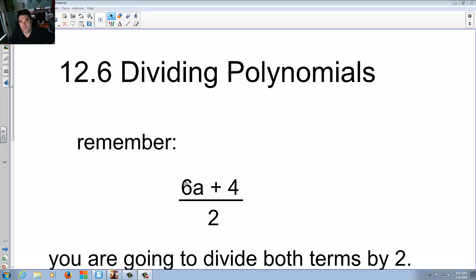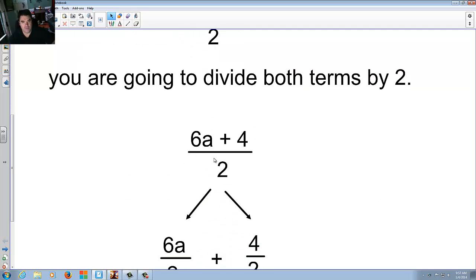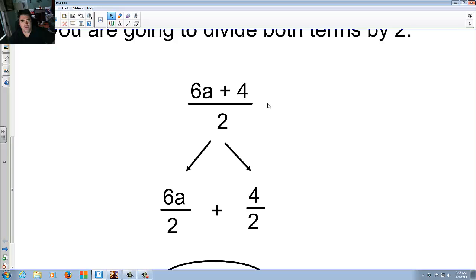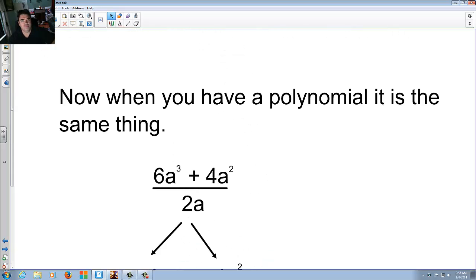Now remember, if you have 6a plus 4 divided by 2, you're going to divide both terms by 2, the 6a and the 4. So 6a divided by 2 and 4 divided by 2 becomes 3a plus 2. Simple. Now when you have a polynomial, it's the same thing.